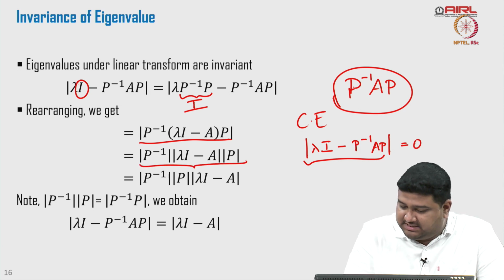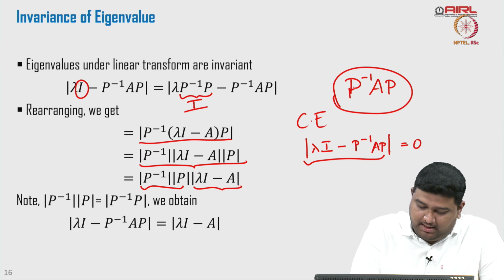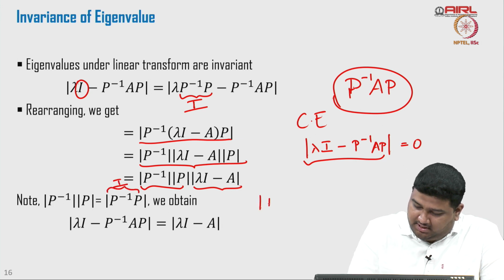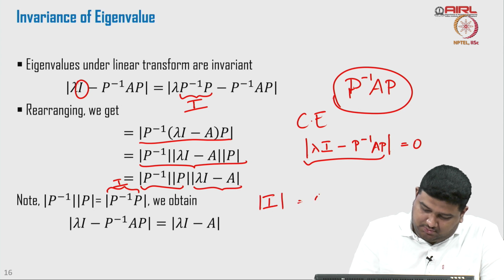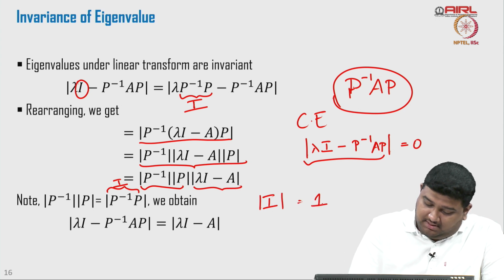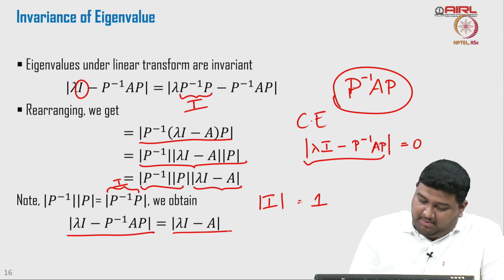Since determinants are just scalar values, you can rearrange these three terms however we want. So we end up with P inverse A P, lambda I minus A, and note that again we can combine these determinants, which will just be determinant of P inverse P, and this is nothing but I, and the determinant of I is always 1. Hence we obtain lambda I minus A. So this is what we remain.